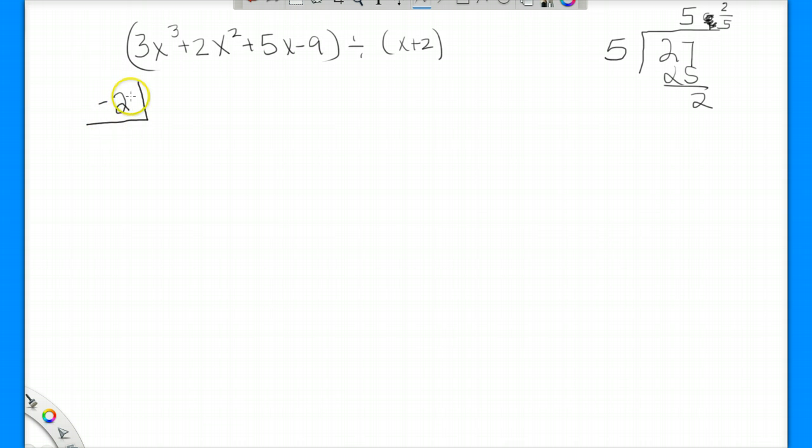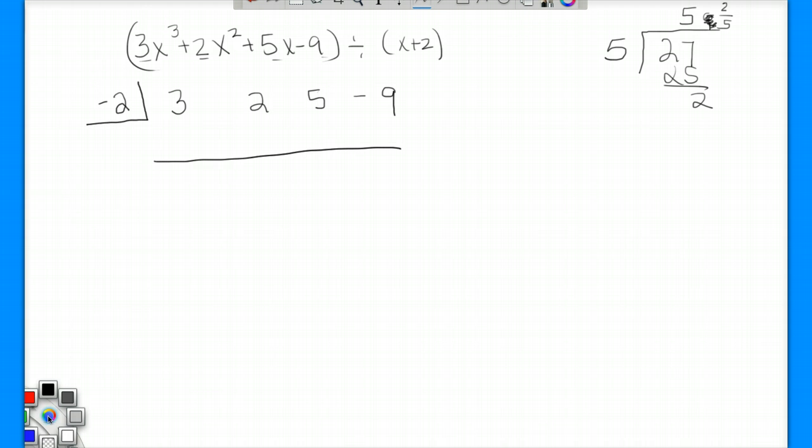Okay, so over here you write what you're dividing by. Now, over here we're going to write what we're dividing into. And again, we're not going to write the x's. We're just going to write these coefficients. This time we're not going to switch the signs, so we're just going to write 3, 2, 5, and -9. Okay, now we're going to skip a line and write a bar, kind of similar to this bar, and that's the setup. Now we're set up, we're ready to do our division.